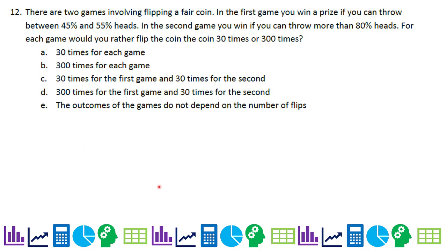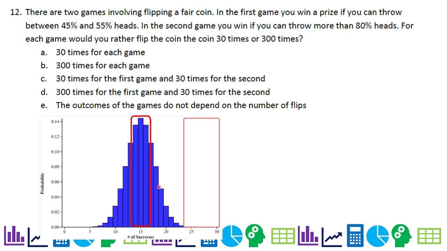12. There are 2 games involving flipping a fair coin. In the first game, you win a prize if you can throw between 45 and 55% heads. In the second game, you win if you can throw more than 80% heads. For each game, would you rather flip the coin 30 times or 300 times? So let's look at what coin flips look like for 30 times. So for 30 times, you can see right in this area would be 45 to 55%.